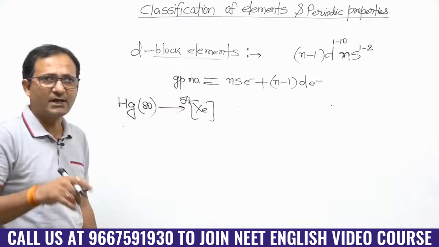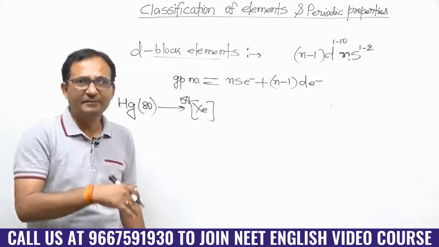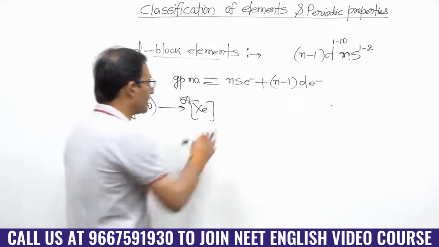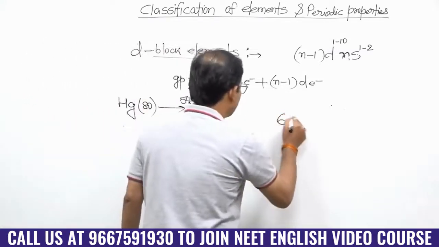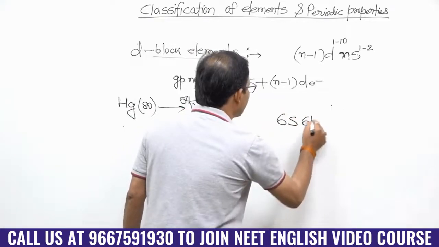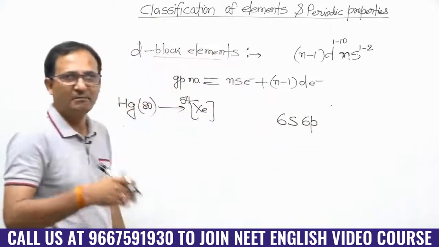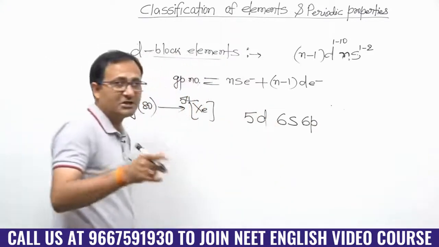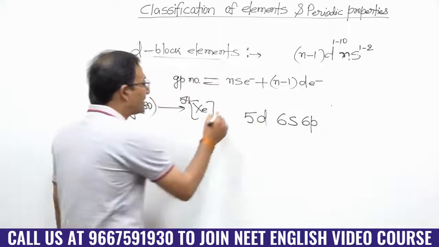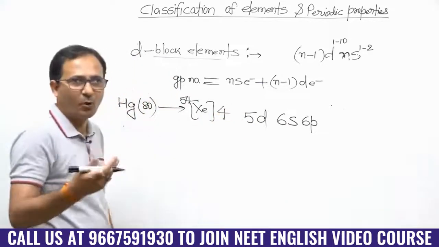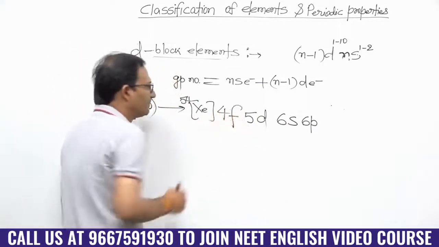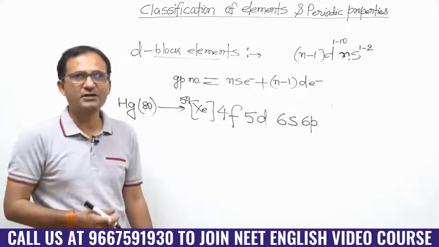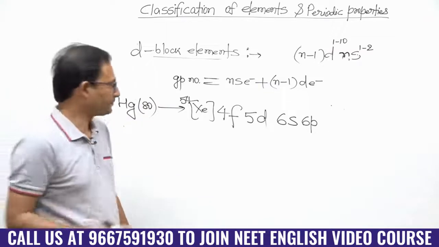Now, xenon is the last element of the 5th period. Therefore, mercury will be in the 6th period. So here the outermost shell will be 6, in which maximum 6s and 6p subshells may get electrons. Penultimate shell will be 5, in which d subshell may get electrons, and antepenultimate shell will be 4, in which f subshell may get electrons. Now fill up these subshells with electrons according to Aufbau rule.